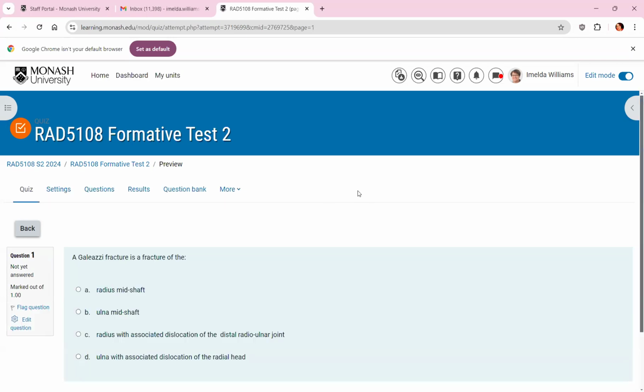So for section A, the first question is: a Galeazzi fracture is a fracture of, and the answer there is, of course, the radius with associated dislocation of the distal radial ulnar joint. The other option, ulnar with associated dislocation of the radial head, is, of course, a Monteggia fracture.